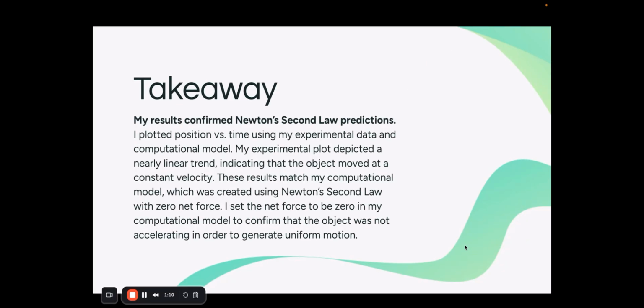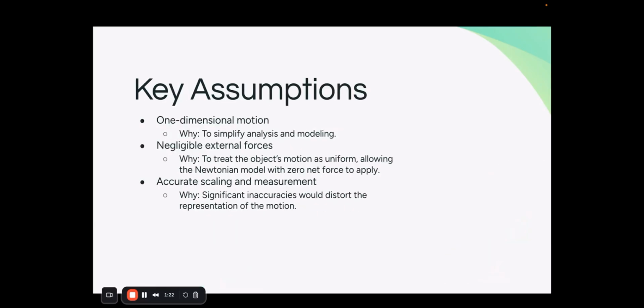My results confirm Newton's second law predictions by showing that the object moved with constant velocity, as both the experimental data and computational model produced nearly linear position versus time plots. I had to make a few key assumptions during this experiment.